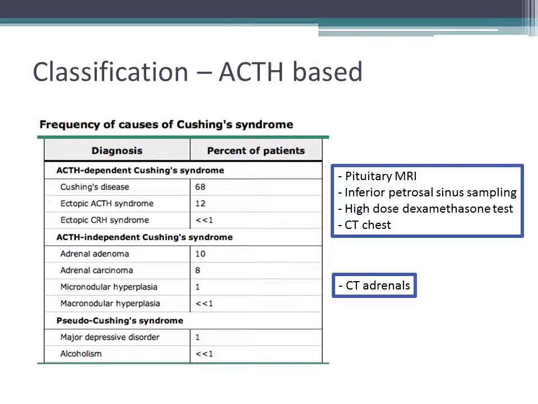Also remember to ask them about injectable steroids. People get injectable steroids for their discs in their back, or maybe arthritis in their joints, and that will lead to Cushing syndrome in the long term if repeated injections were utilized.